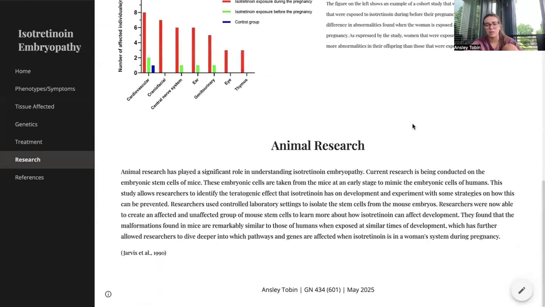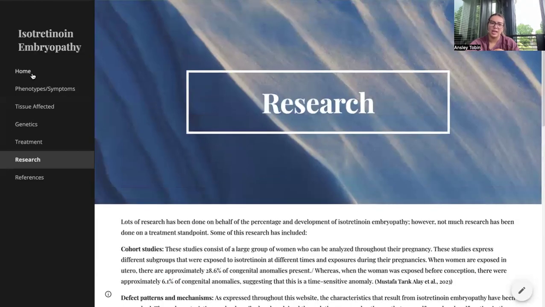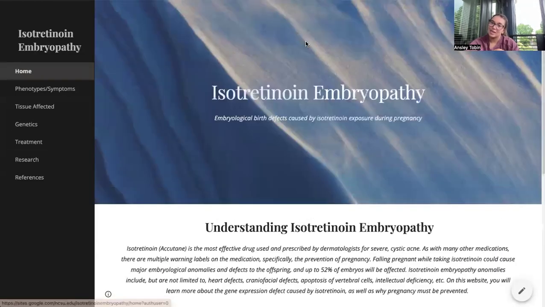We also have some animal research going on. So mice stem cells develop and are very similar to human stem cell or human-like developmental cells. And so it's very easy to use the two in tandem. And so we can experiment on the mice and see the signaling pathways as well as the genes and kind of figure out what's going on, how it's working, and just find new things about this abnormality and why it is occurring in our embryos if you are exposed to isotretinoin.